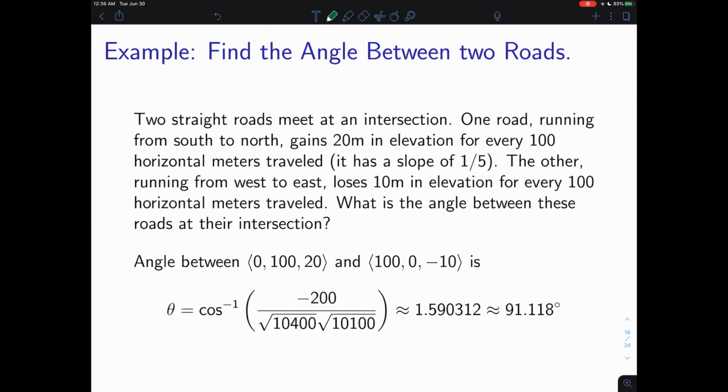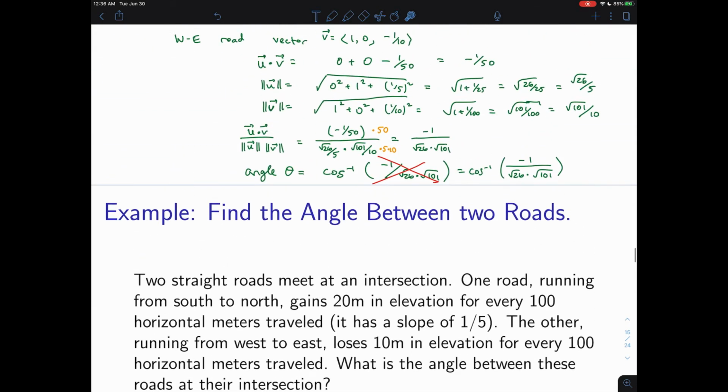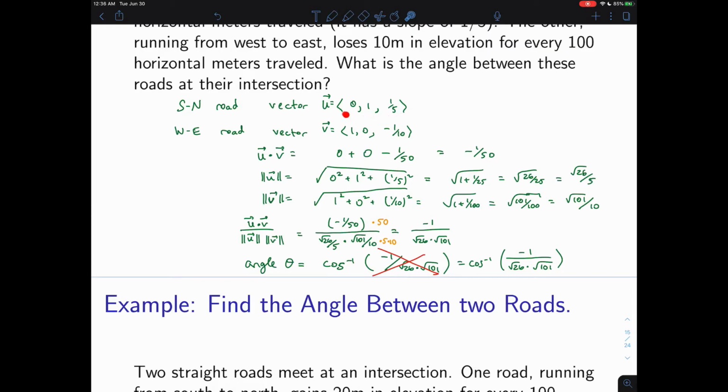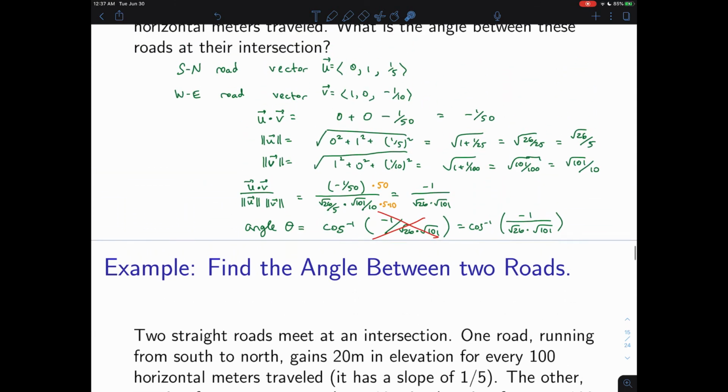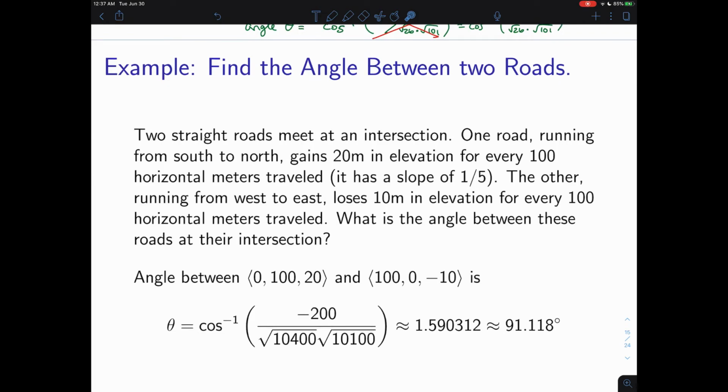Well, apparently on this slide, I chose to... I forgot that I did this. Let's compare here. What is this vector? This vector 0, 120 is 100 times our vector u, right? 0 times 100, 1 times 100, a fifth times 100. And then this vector is 100 times vector v. So this is 100u, and this is 100v.